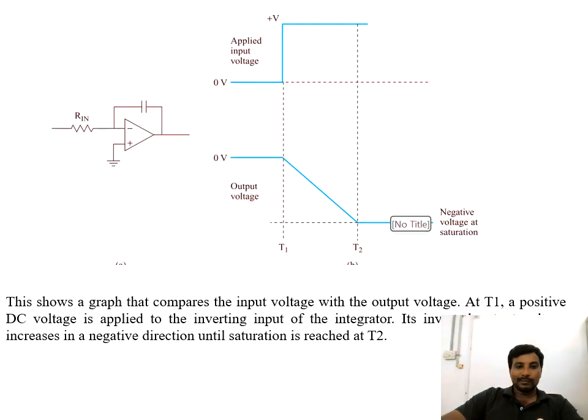So this graph compares the input voltage with respect to its output voltage, because as we are seeing in the integrator, at time t equal to t1 the capacitor starts charging. When it reaches the maximum voltage, the output voltage is inverted and starts to increase in the negative direction until the duration t2.